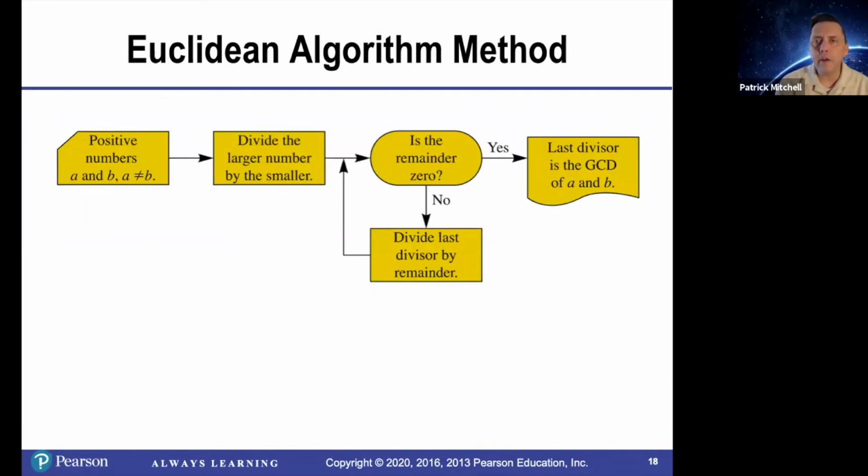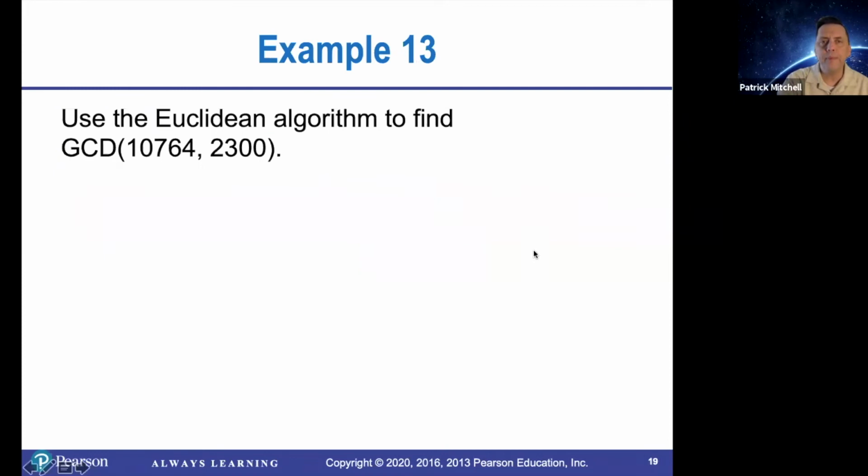And this is what's called a flow chart that explains the Euclidean algorithm. So you start with your 2 positive numbers, a and b, divide the larger number by the smaller number. If the remainder is 0, then you're finished. The last divisor is the GCD. However, if the remainder is not 0, then you divide the last divisor by the remainder and then check again to see if the remainder is 0. And you repeat that process until the remainder is 0.